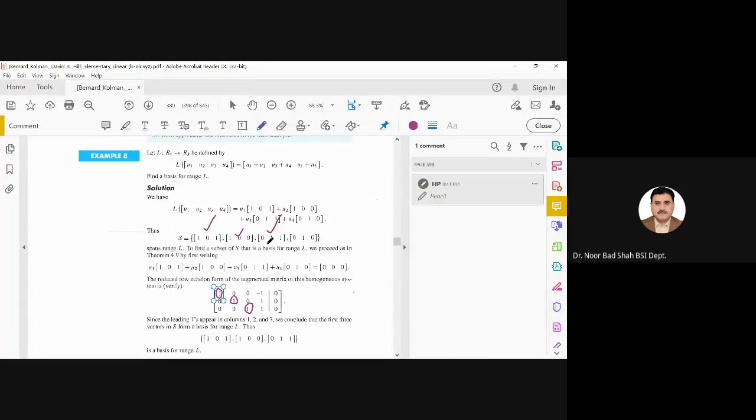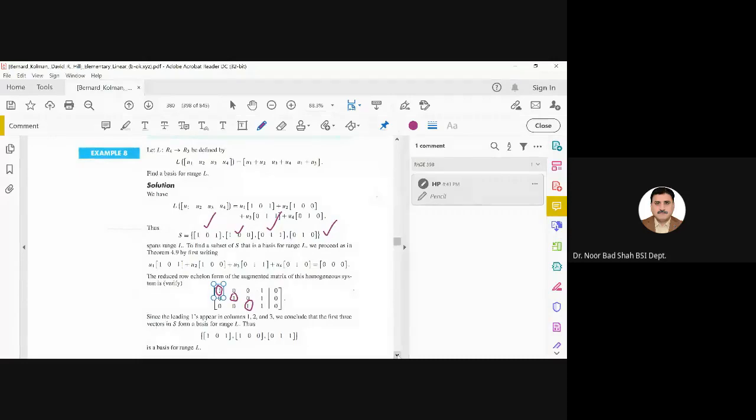We take the spanning set, check whether the vectors are independent, put them in columns, convert to echelon form, and we take the leading ones. Right? So you see this is 1, this is 1, and this is 1. It's a basis for the range.